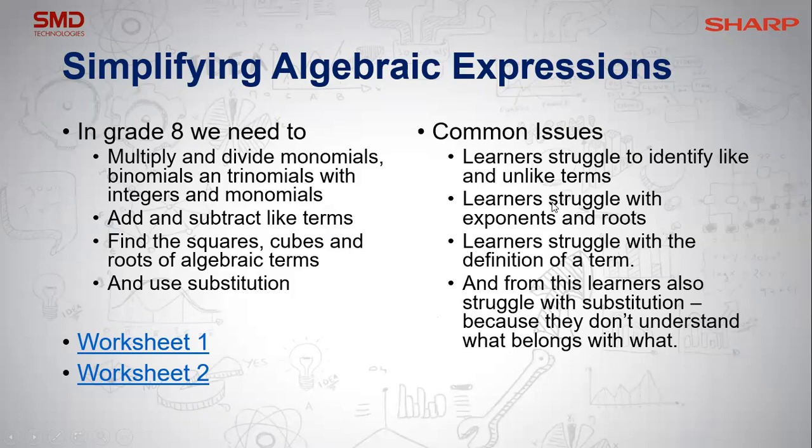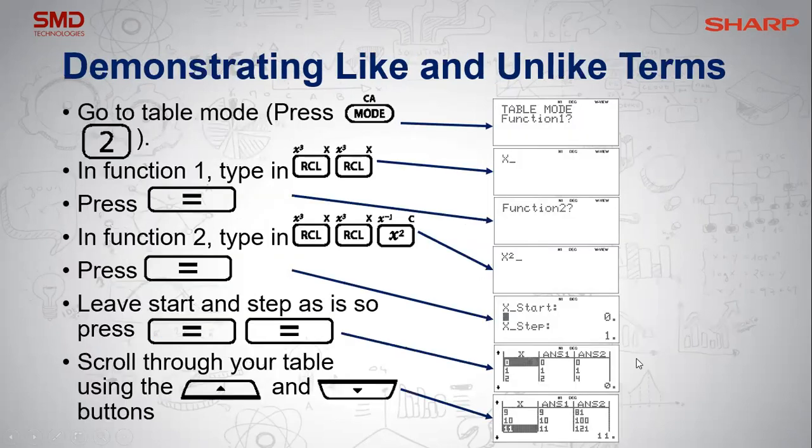And then, of course, some really common issues that learners struggle with. Obviously, they struggle to identify like and unlike terms. Particularly when we're talking through an x and an x squared, they are completely different. They are not the same because x squared is actually x times x. So we need to explain this to them in a really straightforward way. And then, of course, they also struggle with exponents and roots, and they struggle with the definition of a term. In other words, how terms are separated by pluses and minuses. And then they struggle with substitution because they don't understand how terms work with each other. So it's very important that they get the basics of algebra correct.